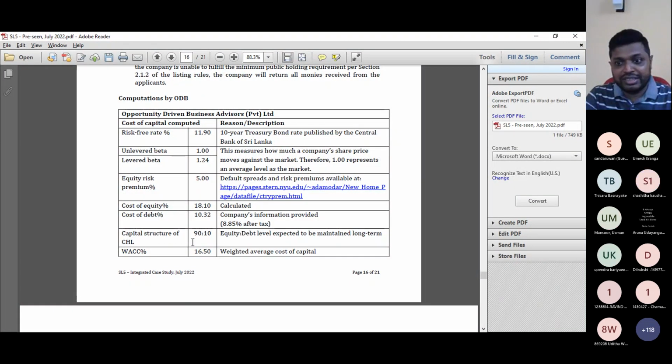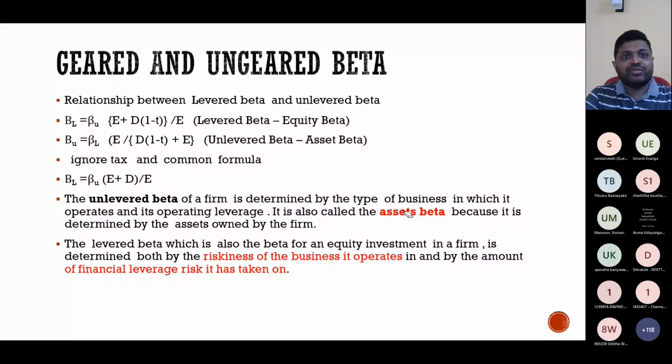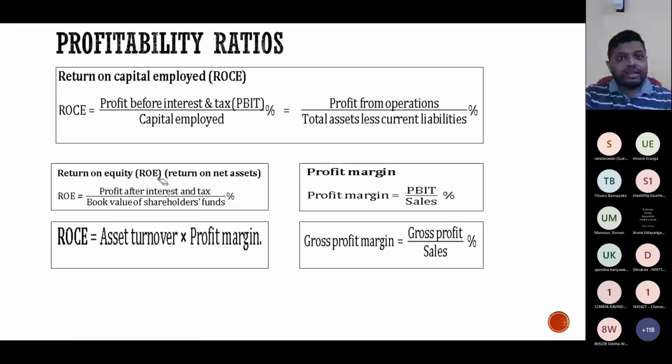Right. These concepts are regularly used. That's why I said they are very important. I don't know whether you have read those things. Therefore, gearing and ungearing beta, then based on the capital structure of the company, you have to determine the market risk. Right. Then ratio analysis is very important.